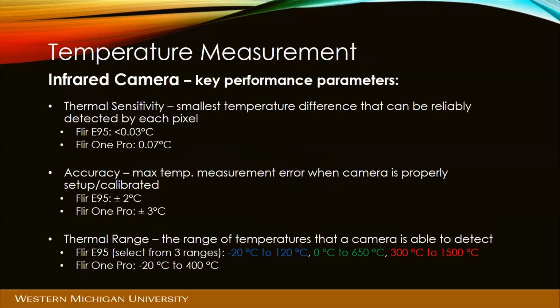It has a range from 0 degrees Celsius to 650 degrees Celsius. And then it has a range that goes from 300 degrees Celsius to 1500 degrees Celsius. For most of the imaging we're going to do, you're probably going to be in one of those first two ranges, and most of the time in that first range, -20 degrees Celsius to 120, right? That is a 140 degrees Celsius range. It's a narrower band, so it's going to provide better accuracy within that band than the others. And it covers most of the temperatures we'll do.